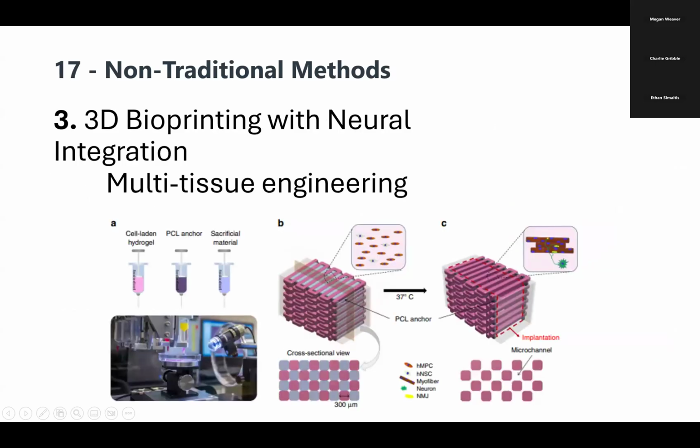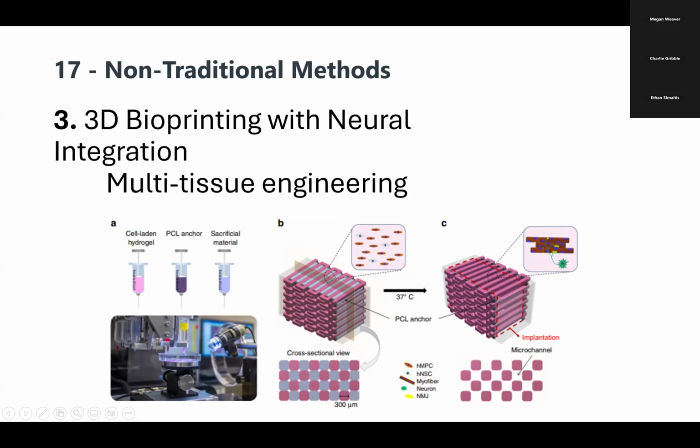And a third non-traditional method is 3D bioprinting with neural integration. Traditional skeletal muscle tissue engineering methods focus mostly on muscles, but more recent approaches are using co-printing techniques that include motor neurons and vascular cells in the same construct, which aren't usually included. This shift toward multi-tissue printing acknowledges that skeletal muscle function depends not just on the muscle fibers, but also on the innervation and blood supply it has.